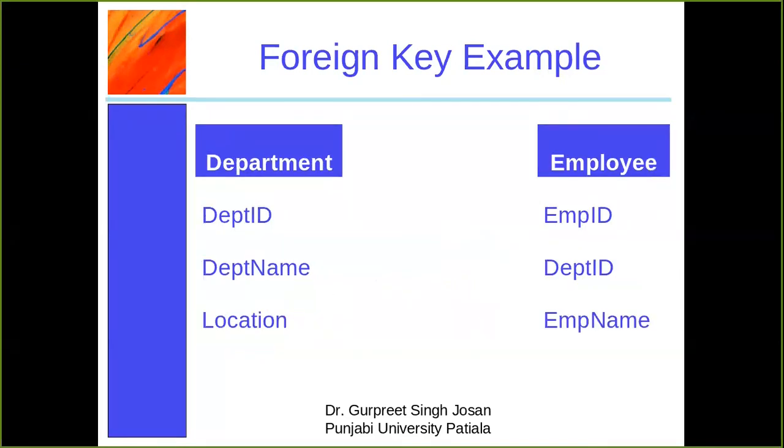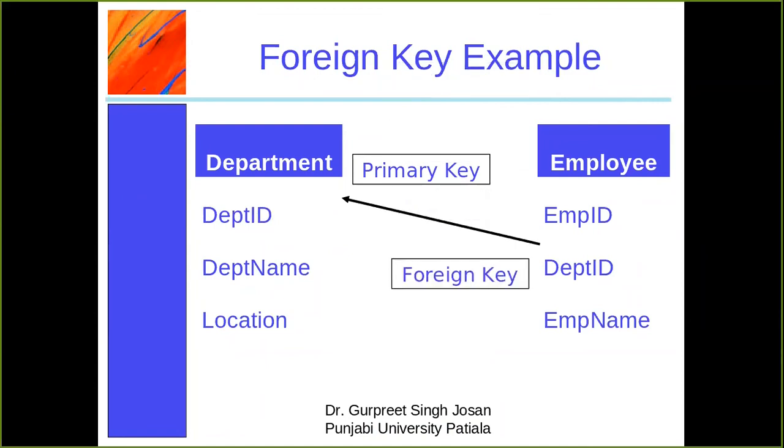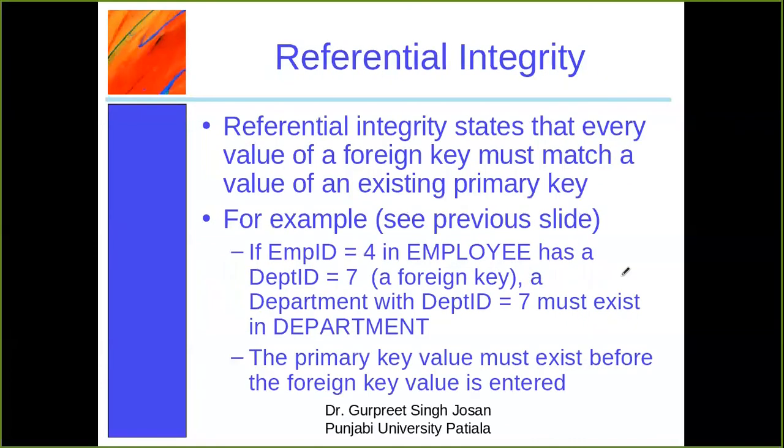So by adding the primary key of one table into another table, we are basically creating a relationship between the tables. In a similar way, department ID is the primary key, and if we add that department ID into the employee table, then it will be called a foreign key in that particular table. So a primary key in one table will be called a foreign key in the other table. Got my point? So we have different kinds of keys.